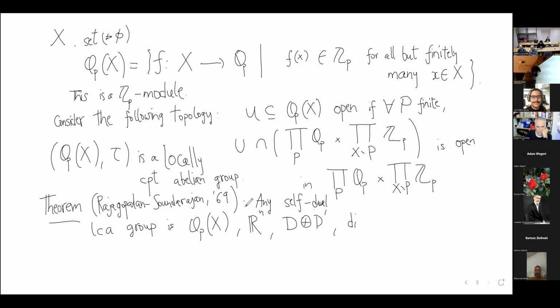Self-dual, what does it mean? Is it the dual? It is an unspecified isomorphism with the dual, the existence of such. Okay, so this is where this seemingly random looking thing comes from. If you're looking for self-dual locally compact abelian groups, then this is where it shows up.